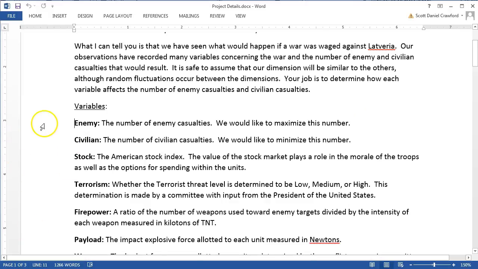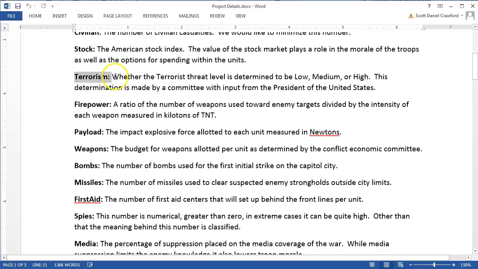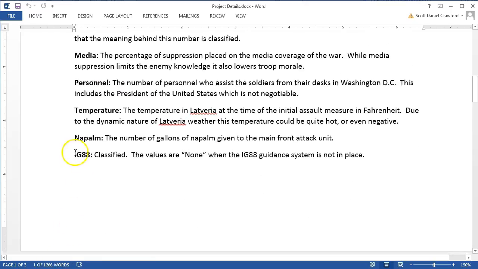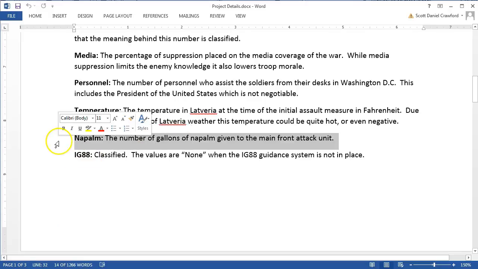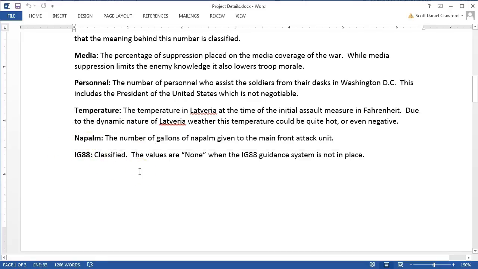In that case, your goal would be to minimize the civilian casualties. And you've got all these different variables. Two of them are categorical, that's terrorism and the mysterious IG88 variable. The others, they might be linear, they might not be significant, they might be quadratic. It's different for every student.